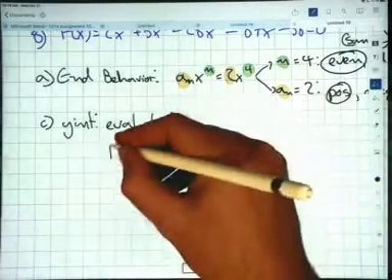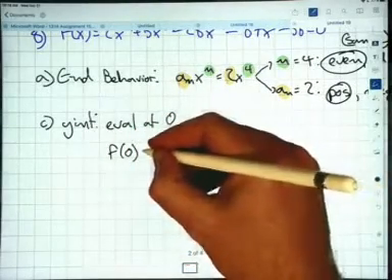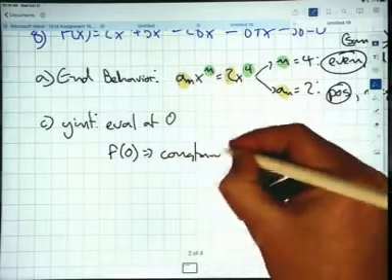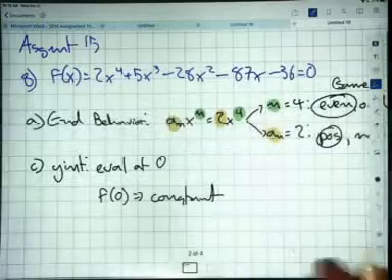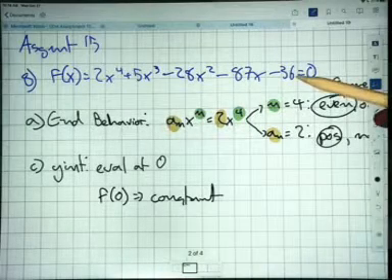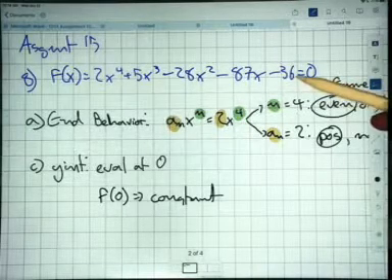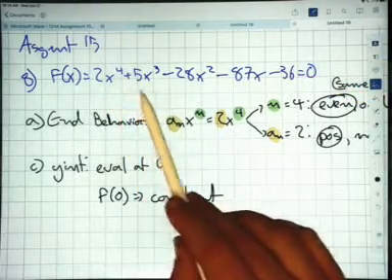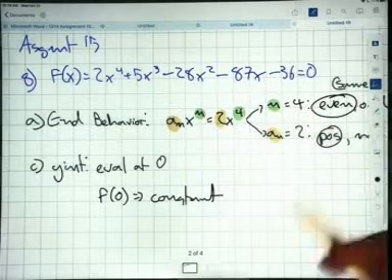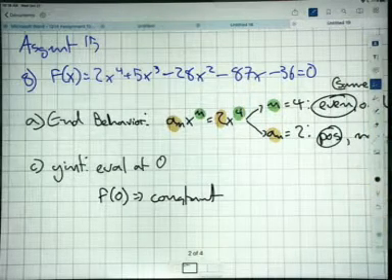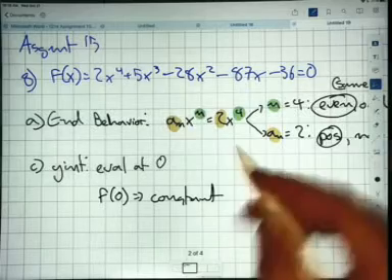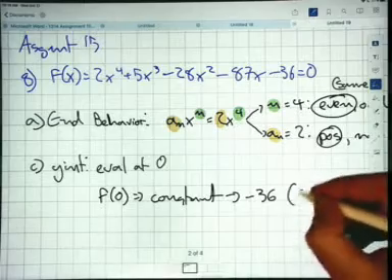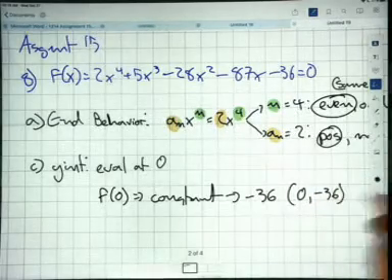So that means we want to know what is f at 0. And the nice thing about this is it's always going to be your constant. So if I look at my function, my constant is negative 36. Why is this the y-intercept? Well, as you plug in 0 for all your other x's, you get 0 plus 0 minus 0 minus 0. That all becomes 0. 0 minus 36 is negative 36, so our y-intercept is at negative 36. I'll just write that as (0, -36).